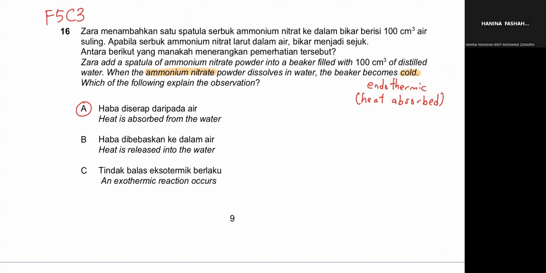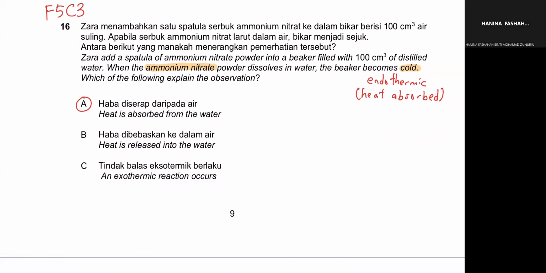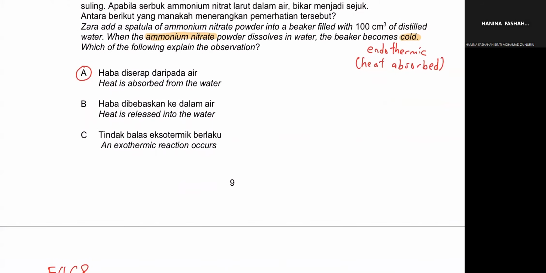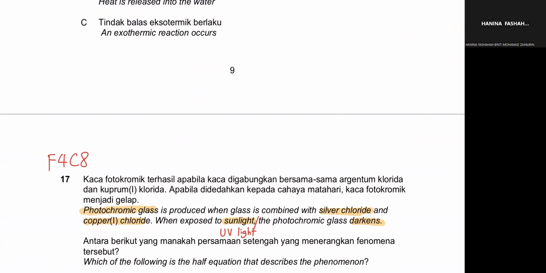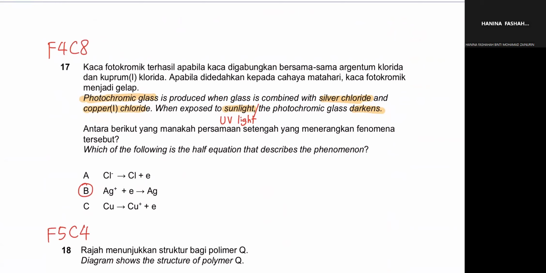Ammonium nitrate, the cold pack one. If you see, this one is related to Form 4 chapter 3, endothermic and exothermic life application. Ammonium nitrate normally is the cold pack one. Cold pack means heat absorb. If you see calcium oxide or calcium chloride, then the beaker will become hot. Then heat release. For this case, ammonium nitrate is heat absorb. Question 17 is B.